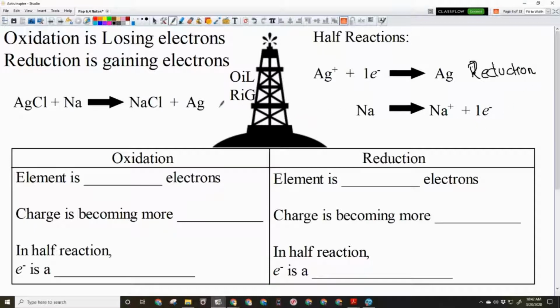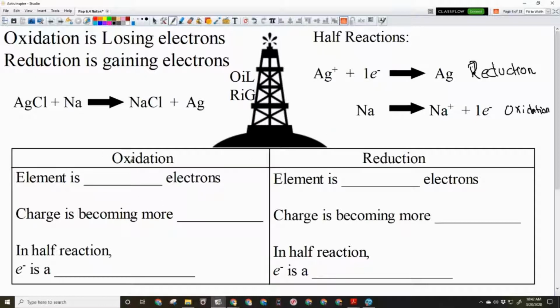Okay, and here we have sodium. Sodium is losing an electron. So we go from sodium here to sodium plus an electron. So this is oxidation. So oxidation is losing electrons, reduction is gaining electrons.